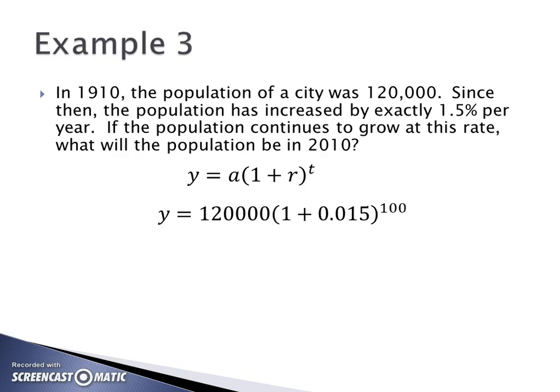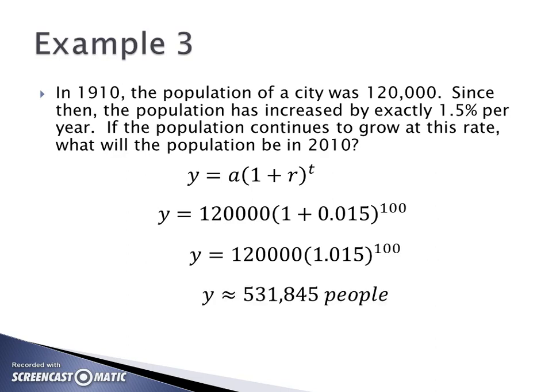Okay, we can go ahead and just type all this into the calculator, but 1 plus 0.015 is 1.015. But again, we just type this into the calculator. 120,000 times 1.015 to the 100th power is 531,845 people.